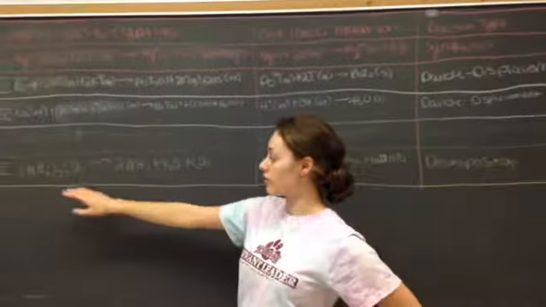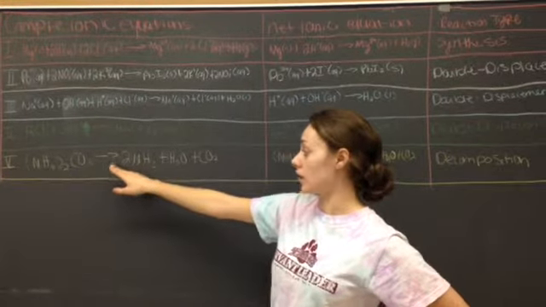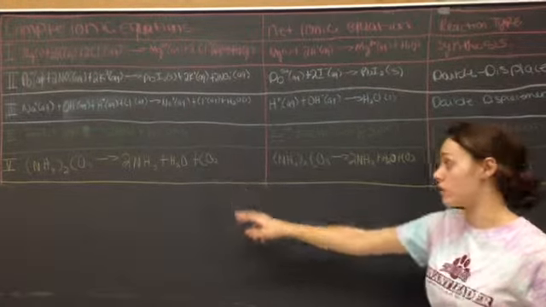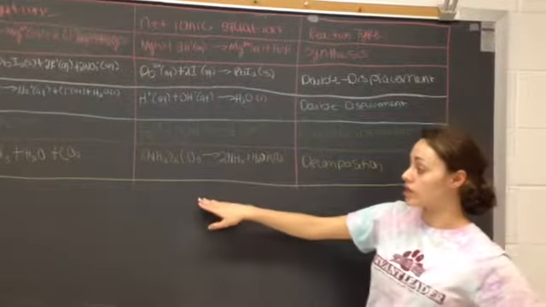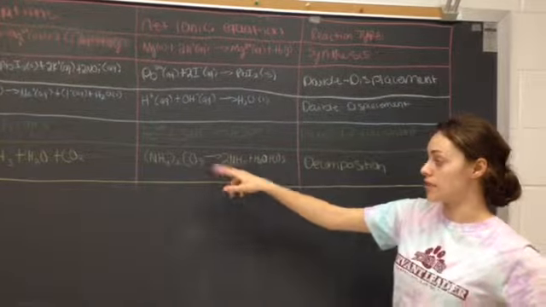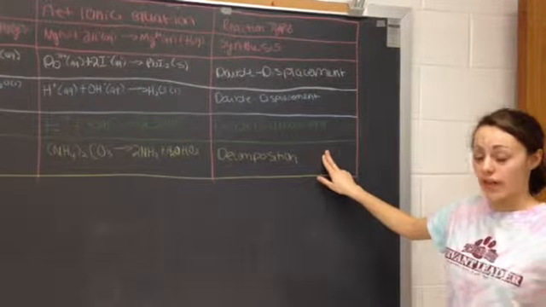And then for part 5 we have (NH4)2CO3 reacting to produce 2NH3 plus H2O plus CO2. And then for our net ionic equation, you see we have the same equation because there were no repeating elements or compounds. And this was a decomposition reaction type.